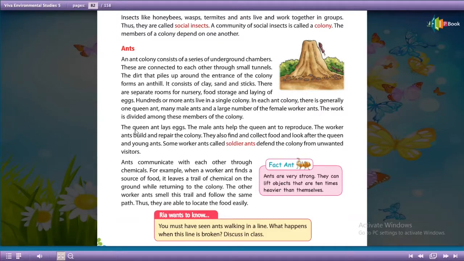The queen ant lays eggs. We have seen in each colony there is one queen ant. So the duty of the queen ant is to lay eggs.